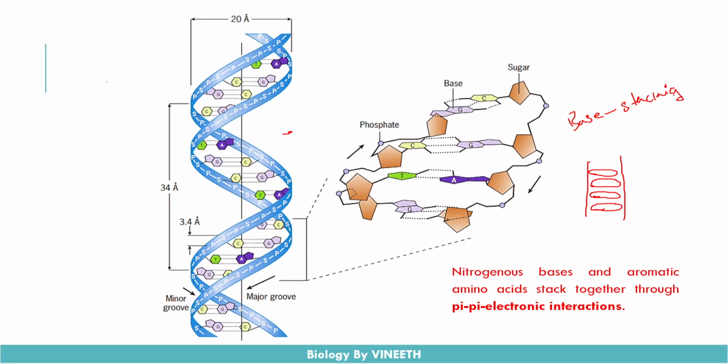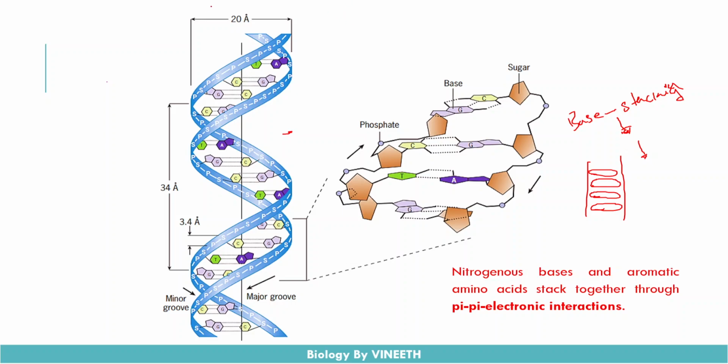Okay, so base stacking plays a major role in the stabilization of the double helical DNA, and then comes the phosphodiester linkage, which maintains the linearity of the DNA strand, and then comes the hydrogen bonds, which are present between the two antiparallel strands. So this also maintains the linearity of the DNA. These are the major stabilizing forces involved in the formation of the double helical DNA.